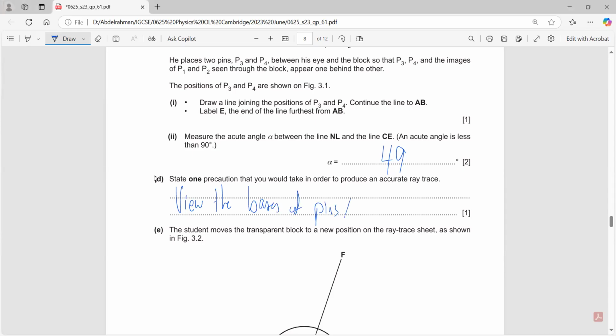Of the pins, use thin lines. In this question, we do not say take the readings perpendicularly. We actually say view the bases of the pins, which is quite similar to saying take the readings perpendicularly.